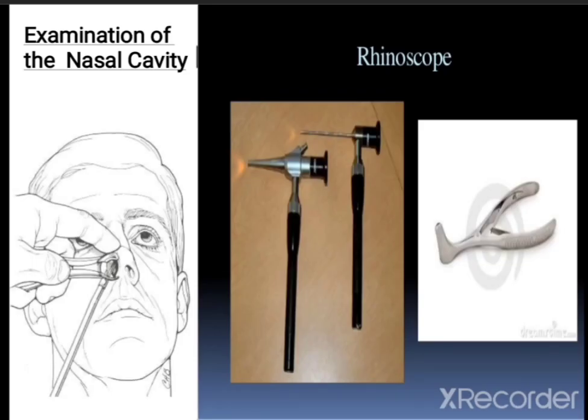Then the second is the rhinoscope. This is the instrument which is used for the examination of the nasal cavity, to see the interior of the nasal cavity, and the procedure is known as rhinoscopy.